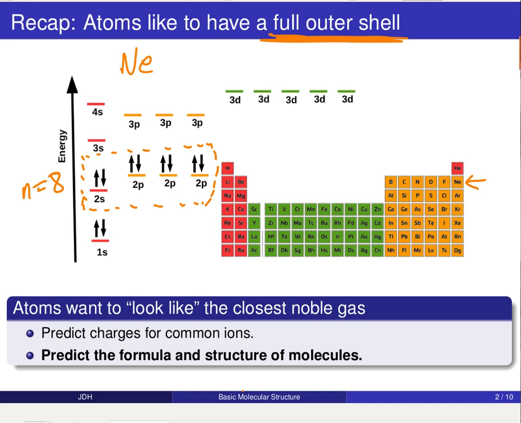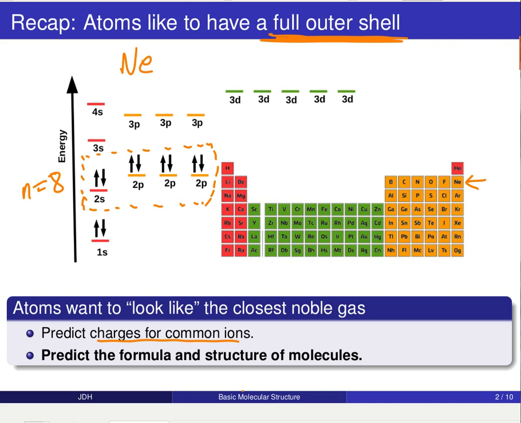Okay, and we talked about previously how this configuration is favorable from an energetic standpoint, and as a result, when you are forming ionic compounds from, say, other second row elements like nitrogen, oxygen, fluorine, we could actually predict the charge for those ions using this desire to, quote, look like a noble gas.